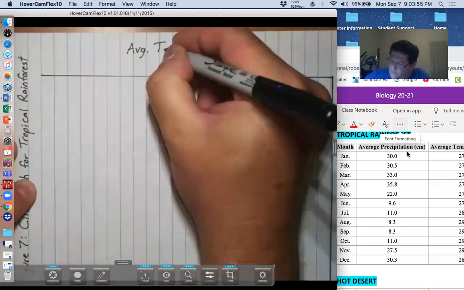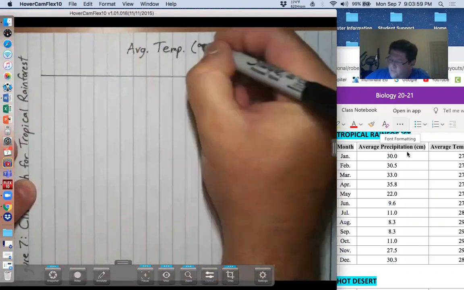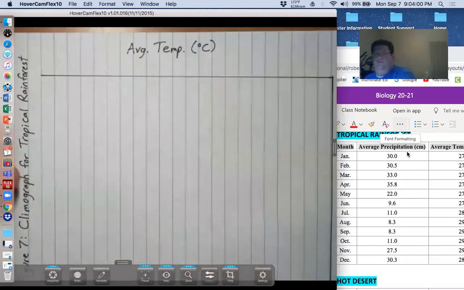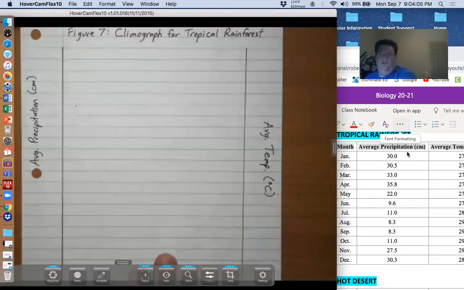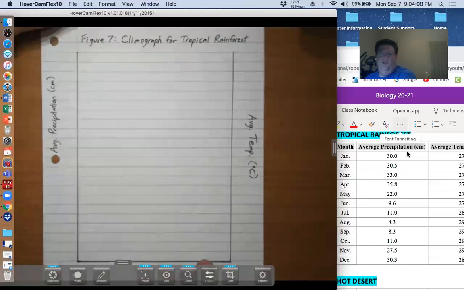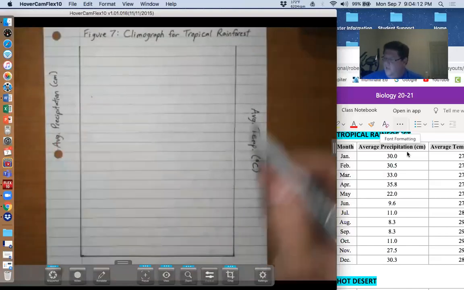Average temperature. And temperature is measured in degrees Celsius. So you're like, what? I told you it was a little tricky. That's why we did this slow, getting you ready for this.